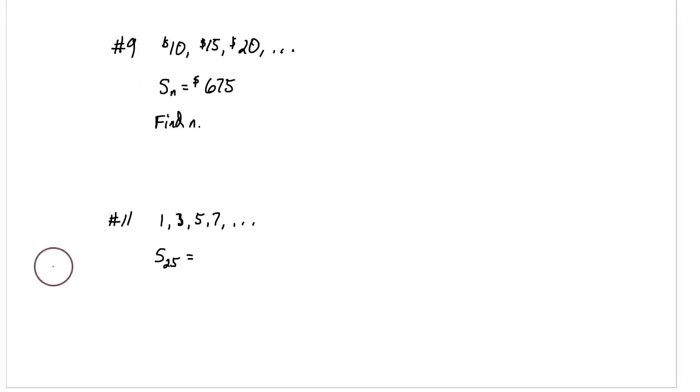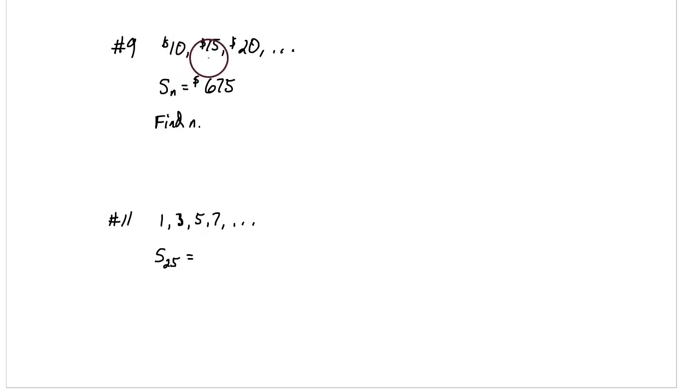Next, number 9. John repays the $675 that he owes his brother by making monthly payments. In the first month, he pays $10. I've written that as the first number in a sequence. In the second month, he pays $15. And the third month, $20, and so on. So we have a sequence where the value of D is 5.